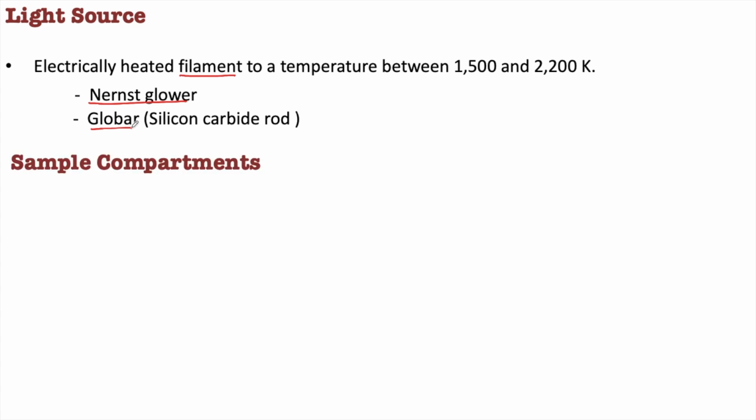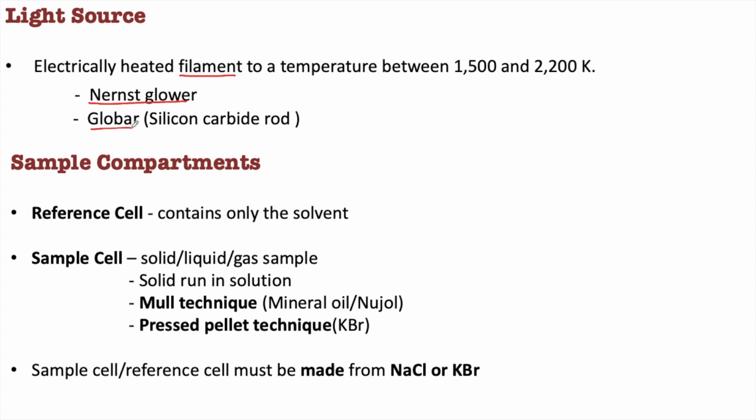Next we have the sample compartments. Within the sample compartments, we have the reference cell which contains only the solvent like I told you. Next we have the sample cell which contains the sample. And the sample can be employed in any form. We can use a solid sample, liquid sample and gaseous sample. It is easy to run the spectrum with the liquid and gas samples, and it's a bit harder with solid samples because they scatter the infrared radiations to a larger extent.